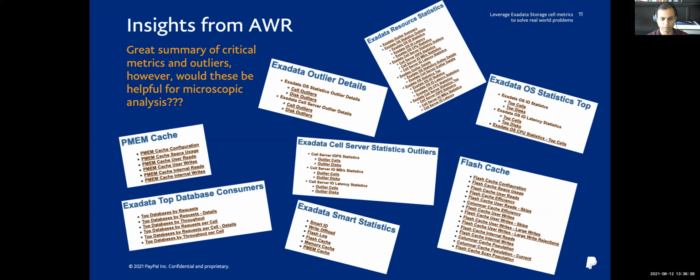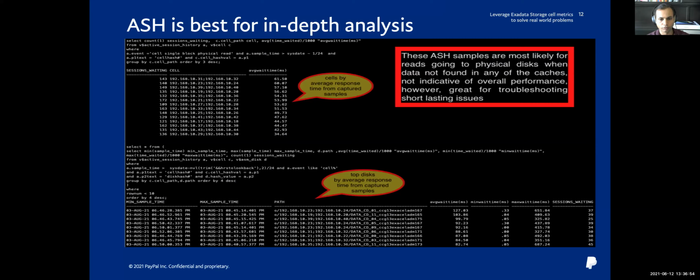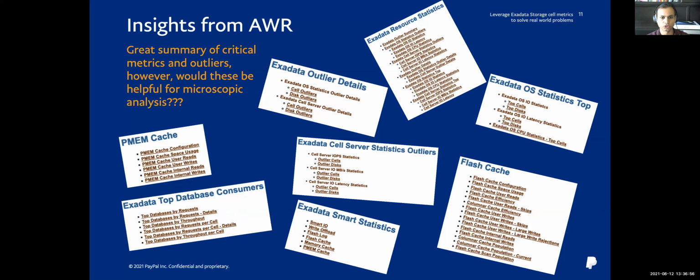Take a look at the Exadata AWR report. There is tons of information there, and really useful information to understand how Exadata is leveraging these different hardware components, right? Now, what I want to get into is, this is all great, I mean, the average is great, but can average represent everything? It does not, right?